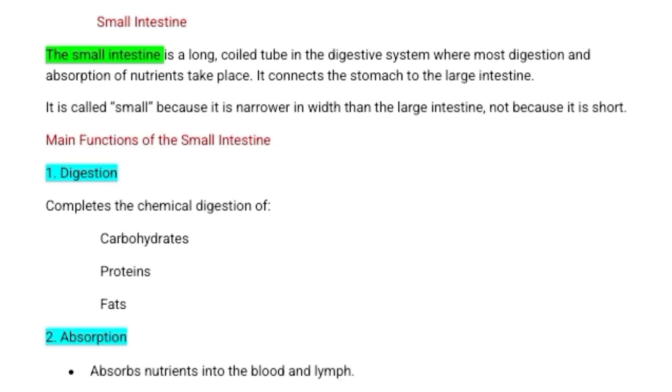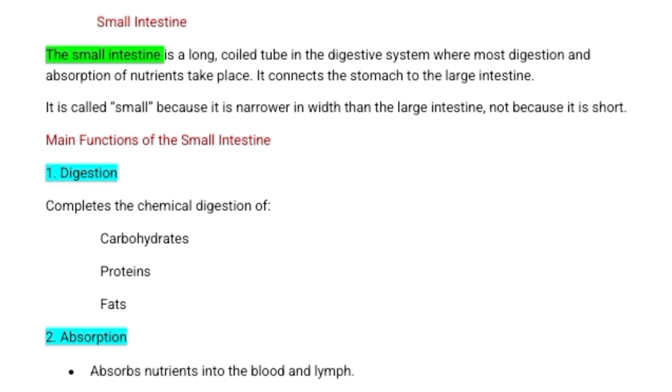Small intestine. The small intestine is a long, coiled tube in the digestive system, where most digestion and absorption of nutrients take place. It connects the stomach to the large intestine. It is called small because it is narrower in width than the large intestine, not because it is short.